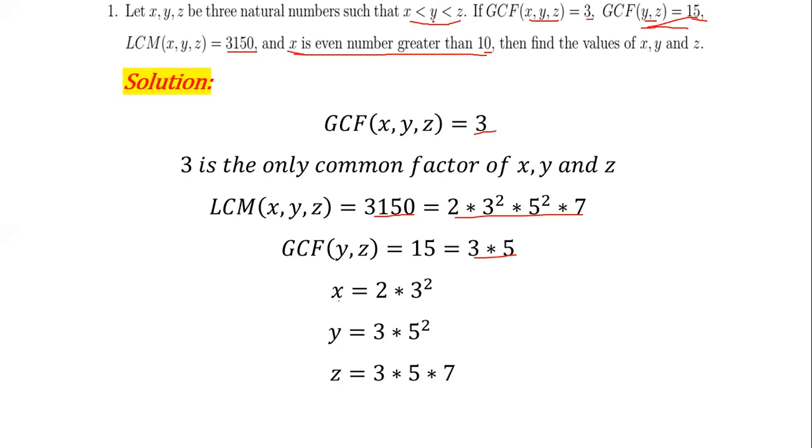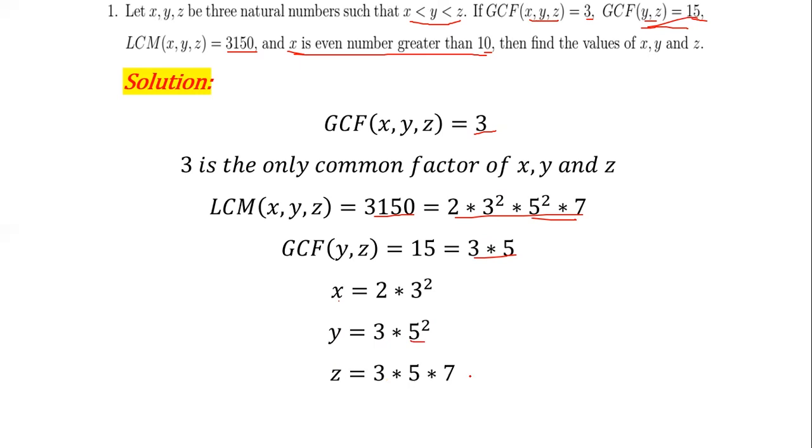That means x must be less than y, and y must be less than the third natural number z. So x is 2 times 3 squared. We can take this 3 squared to make x the smallest of y and z. And 5 squared could be taken from the other factor of the second natural number y, and for z it is 3 times 5 times 7.